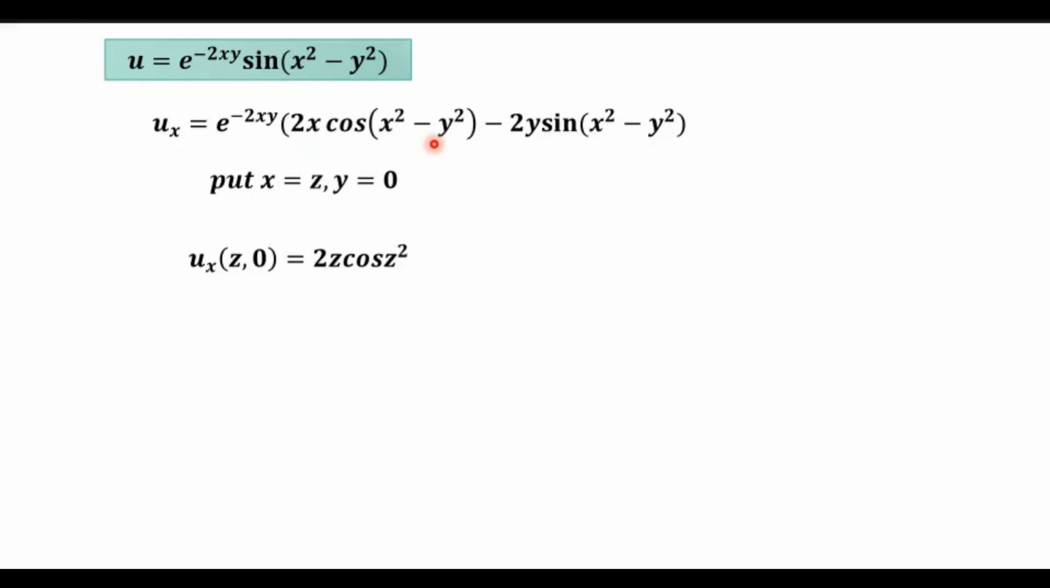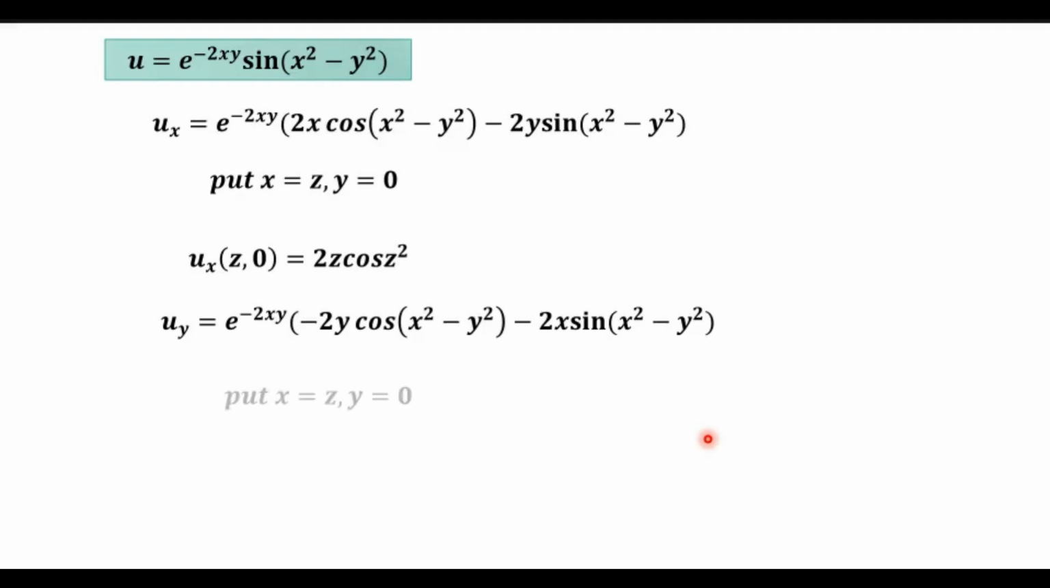Okay. Next is uy. Uy also we have calculated in the previous step. Again putting x is equal to z, y equal to 0. So this becomes 1, this whole term becomes 0, and here we will get -2z into sin z square.